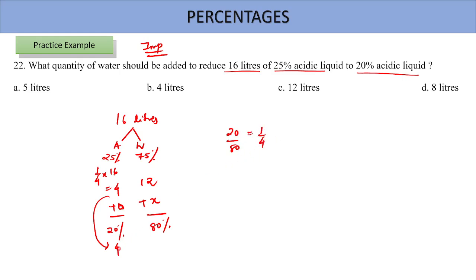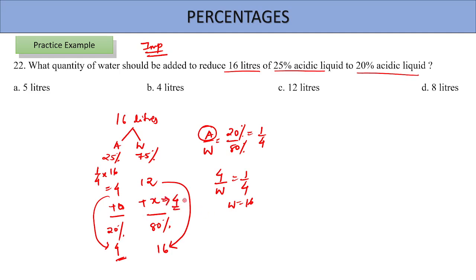So I am getting 1 by 4, which is acid is to water, correct? 20 percent and 80 percent. On solving it, I am getting 1 by 4. And my acid quantity is how much? 4 liters. I have to find my water quantity, which is 4 by 1 by 4, so water is 16. So from 12, it is becoming 16. That means my x value is nothing but 4.